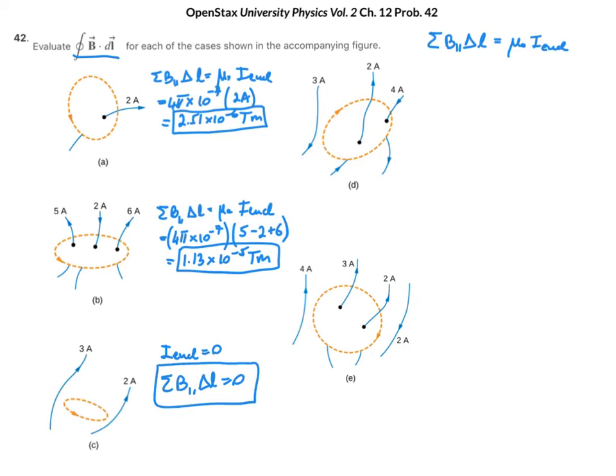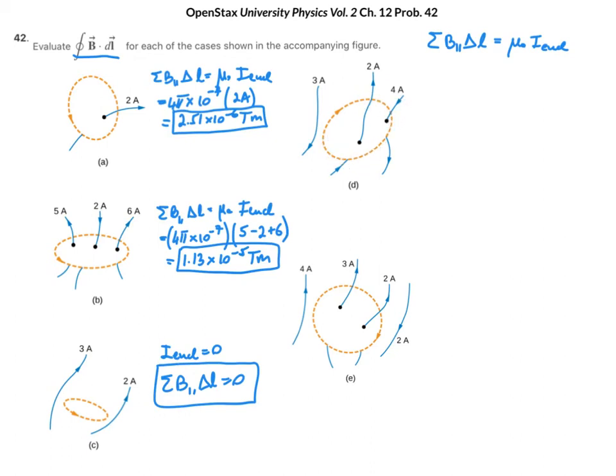Now in part D, we have 3 currents. This one is outside of the loop, so we only look at these 2 currents, the 2 amp and the 4 amp. And then we have to decide which ones of these give me a positive value for the magnetic field. So if I place my thumb in the direction of the 2 amp current, then my fingers will rotate around in this direction. So that is the opposite direction, so this is the negative current. If I place my thumb in that direction, then my fingers will curl in this direction, and that is my positive current.